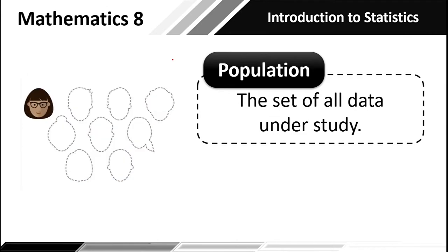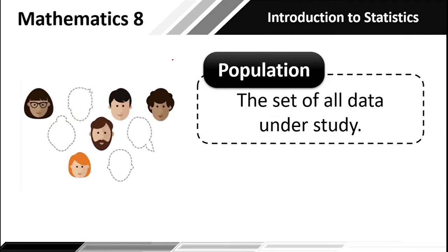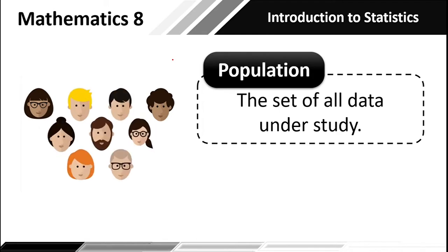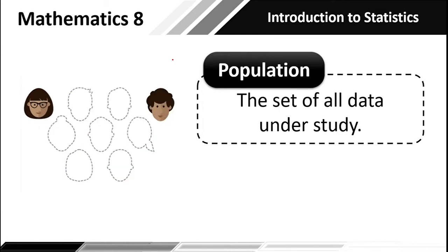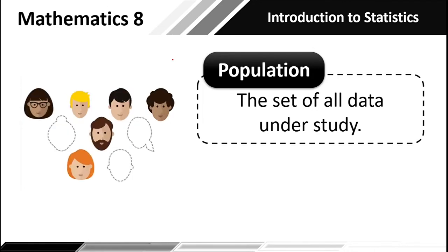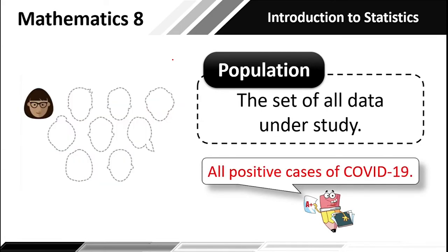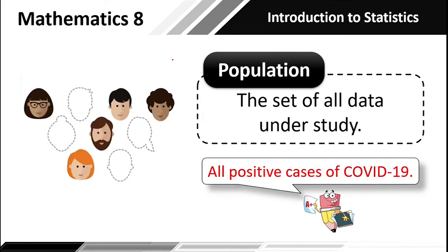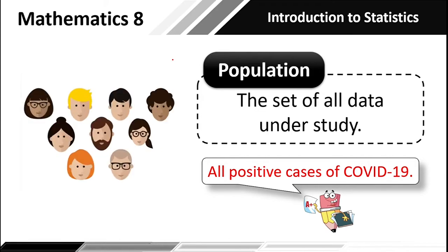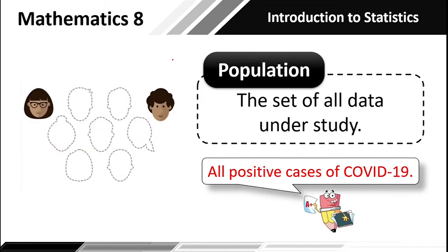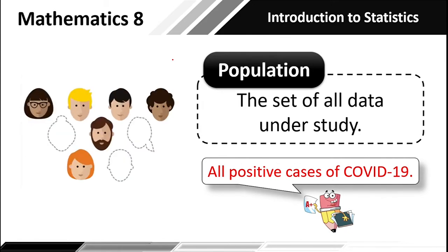There are two main words related to statistics. First one is population. Population is the set of all data under the study. Example, you want to have a study related to COVID-19 positive cases. Your population would be all the positive cases of COVID-19. When we say all, it covers the positive cases of COVID-19 in the Philippines, in Southeast Asia, in Asia, or in the whole world. That is population.